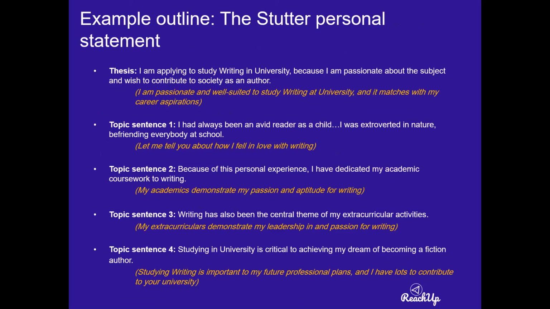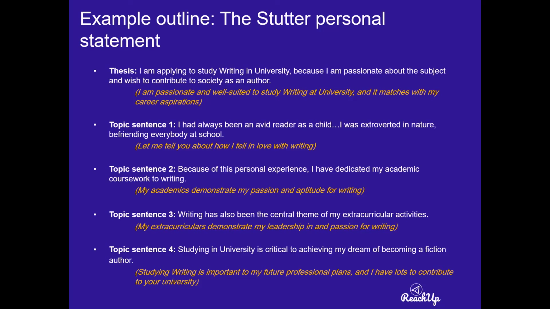Let's go back to the Stutter personal statement and let's break it down and look at what the outline looks like. What you see in white is the actual outline of the personal statement, and what you see in yellow is sort of what each of these sentences are actually saying. So again, the thesis was, I'm applying to study writing in university because I'm passionate about the subject and wish to contribute to society as an author. What the applicant is telling the university here is, hey, I'm passionate and well-suited to study writing at your university, and it matches with my career aspirations.